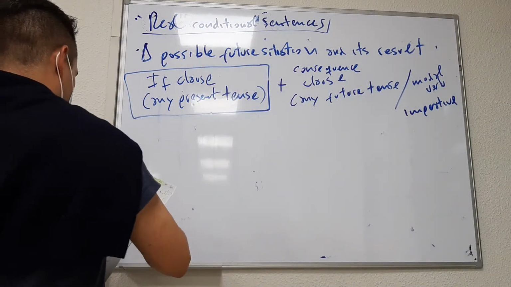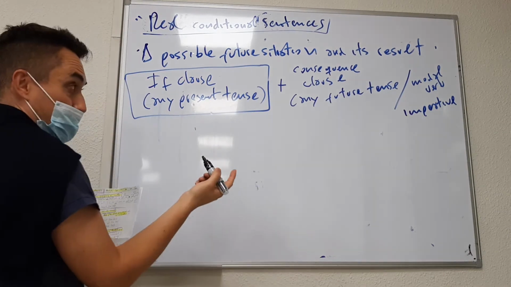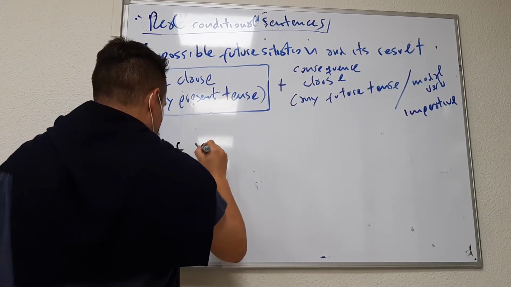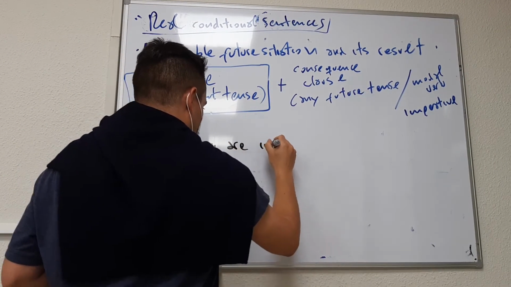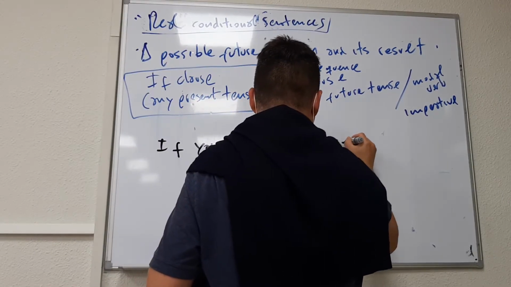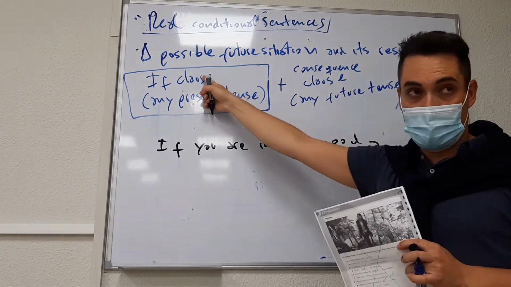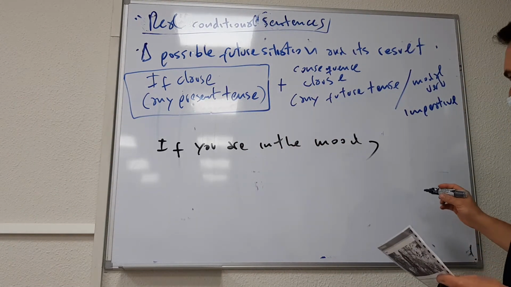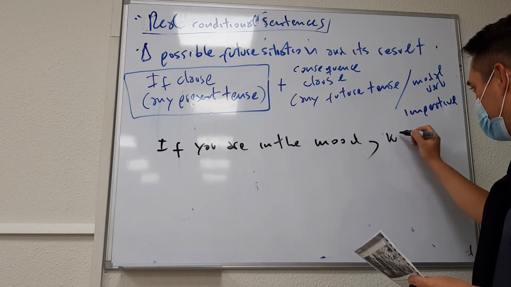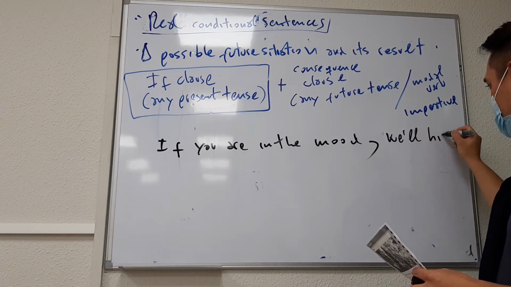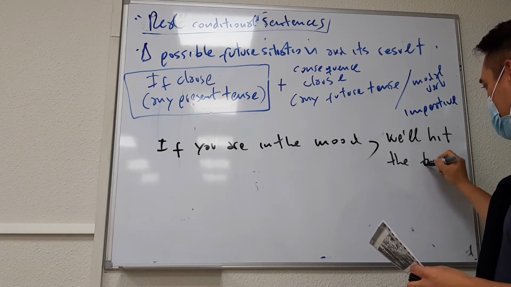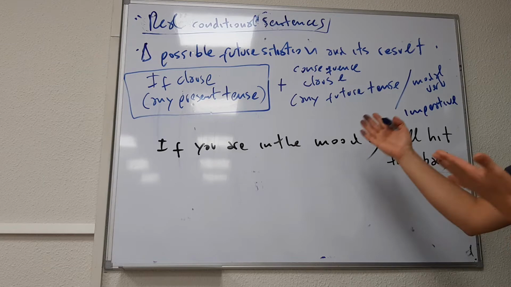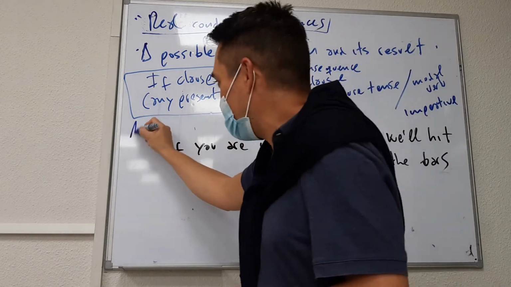Now I'll give you an example. If you're in the mood, we'll hit the bars. This is a first conditional. If you are in the mood, this is the if clause. If you're in the mood, we'll hit the bars. Let me write it down here. This is a classic, typical example of the first conditional.